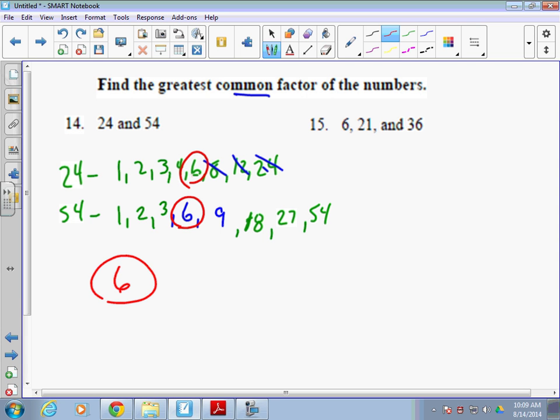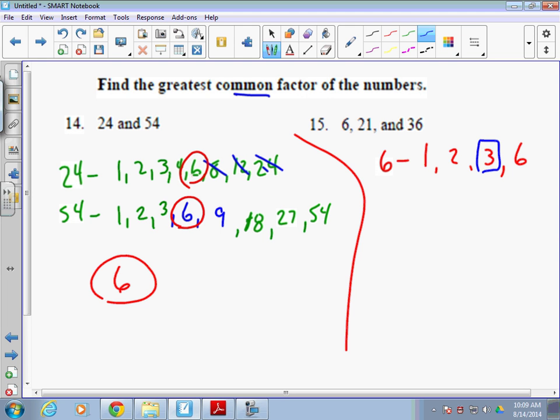You could do the same thing with 6, 21, and 36. 6 is the easiest one. It's 1 times 6 and 2 times 3. So notice there's only 4 factors. So it's got to be one of those 4 factors that the other 2 share. So instead of listing them all out, you know that your factors of 21 are 1 and 21 and 3 and 7. So 3 is a possible one.